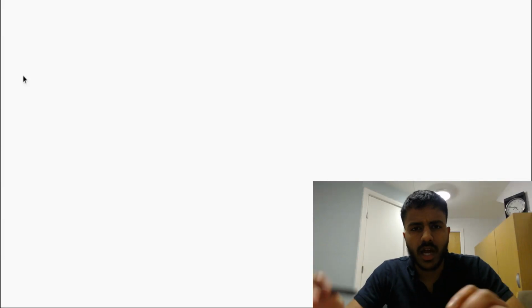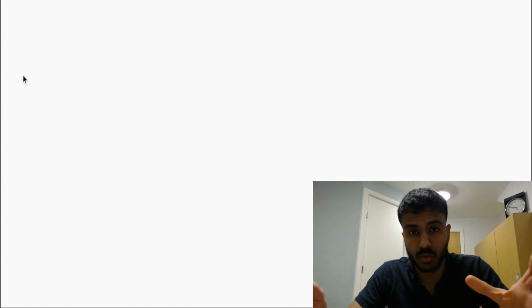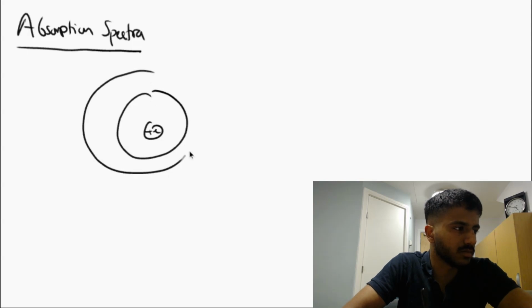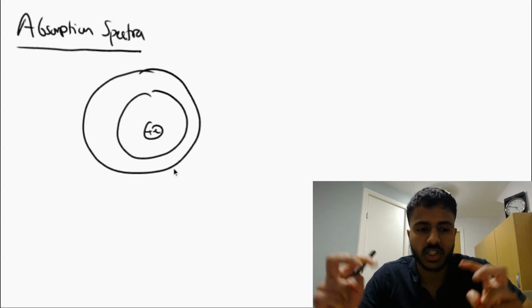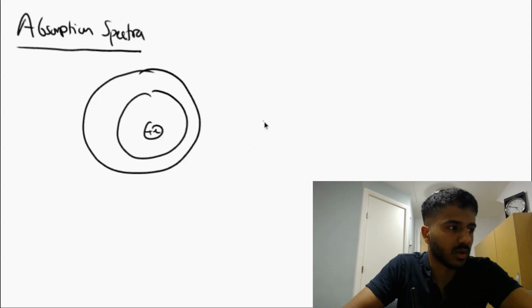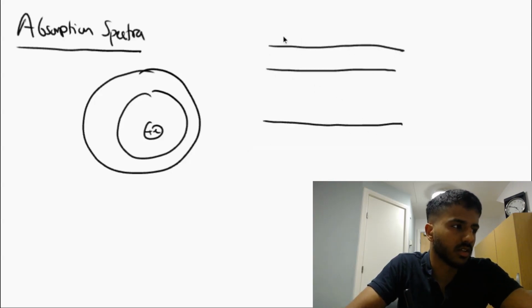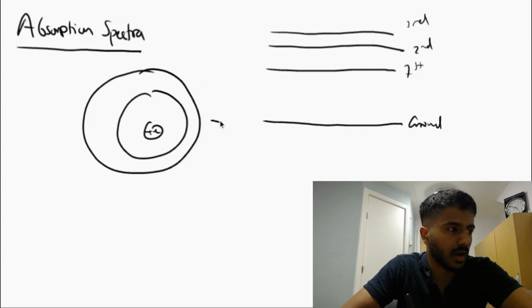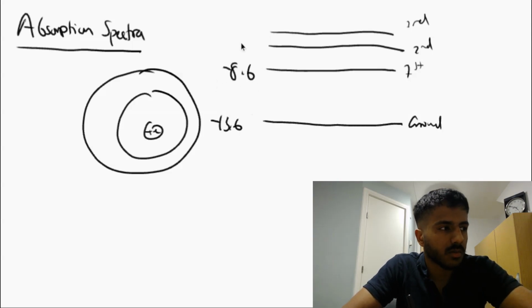So today we're going to be looking at absorption and emission spectra. And we're going to start off with absorption. Let's say we had an atom, made of just some positive nucleus, and we have shells surrounding this atom. We know that these shells have different energy levels. So there's obviously the ground level, then there's the first, the second, and the third, and so on and so forth. And these have some arbitrary values. So let's say this one might be minus 13.6 electron volts, this one is minus 8.6, minus 7.4, and minus 6.8.